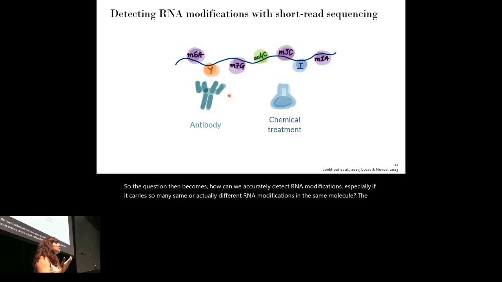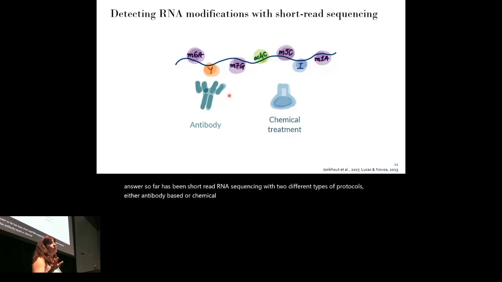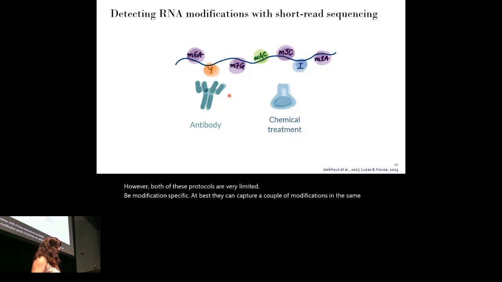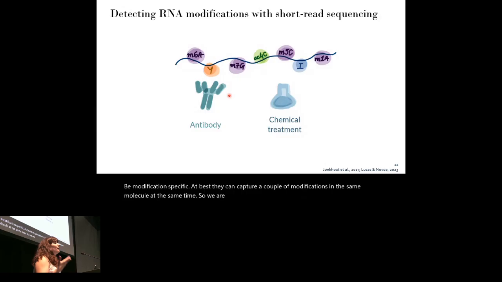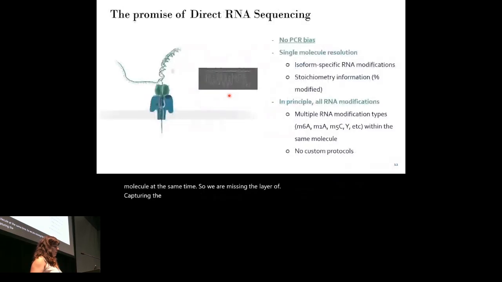The answer so far has been short-read RNA sequencing with two different types of protocols, either antibody-based or chemical treatment-based. One of the most popular chemical treatment-based is bisulfite sequencing. I'm pretty sure you all know this. This is how we study DNA methylation. However, both of these protocols are very limited to be modification specific. At best, they can capture a couple of modifications in the same molecule at the same time. So we are missing the layer of capturing the diverse modifications found in a single molecule.